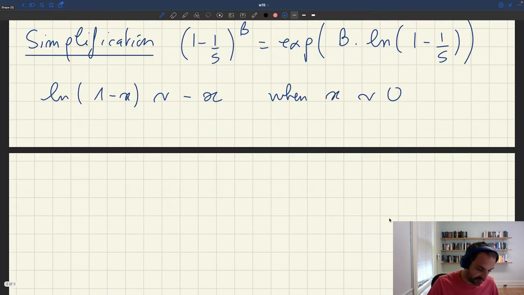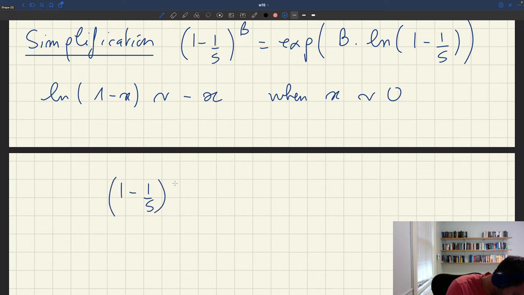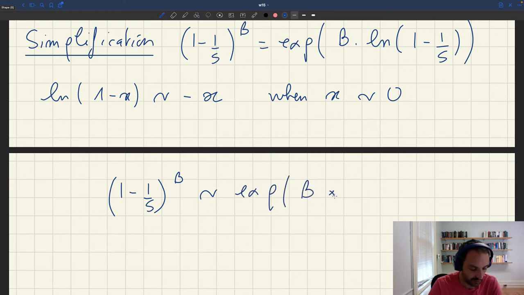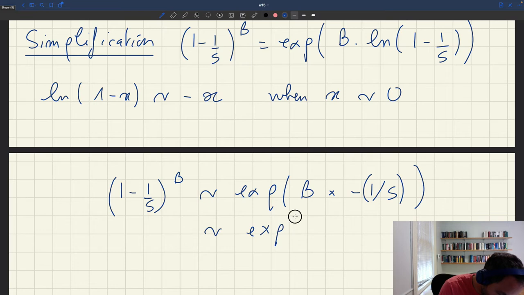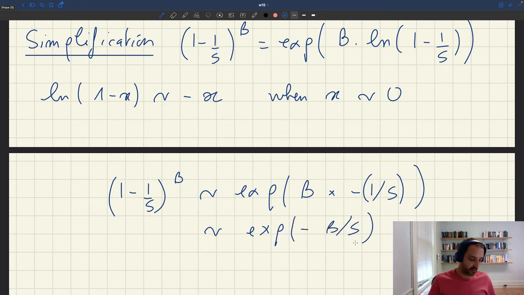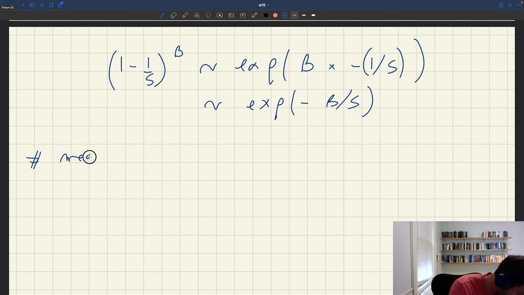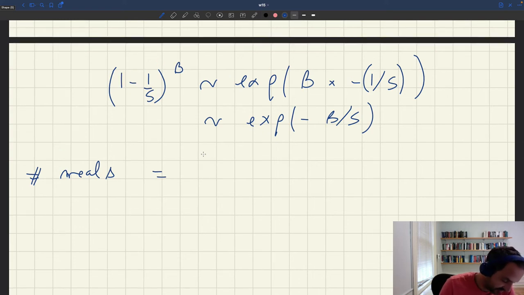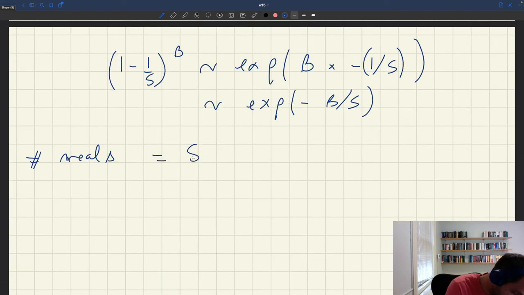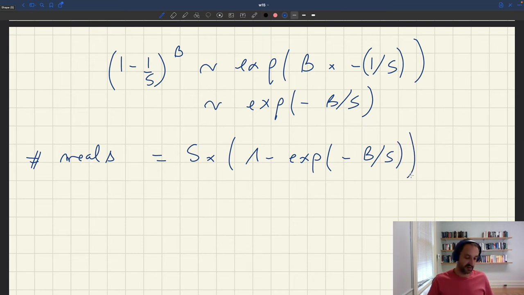So now if we plug this approximation in, what we get is that 1 minus 1 over S to the power of B is well approximated by the exponential of B times, and I'm going to replace log of 1 minus 1 over S by minus 1 over S. Okay, and so it's well approximated by the exponential of minus B over S. Once we plug in this approximation in our matching function above, the number of meals is going to be S times 1 minus exponential of minus B over S. And that is the expression for the matching function.